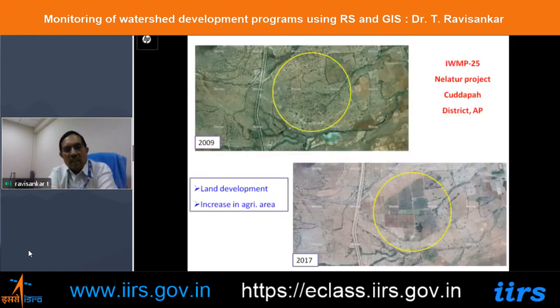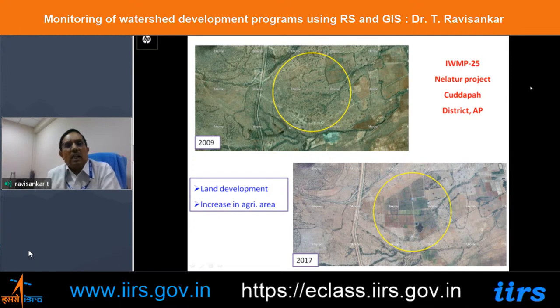Using these activities with high resolution satellite data, we could see where exactly the land development is taking place and what interventions have been done. You can see in this particular satellite data, before treatment and after treatment, particularly in the Kadapa district of Andhra Pradesh.